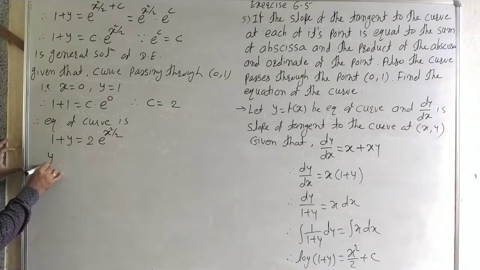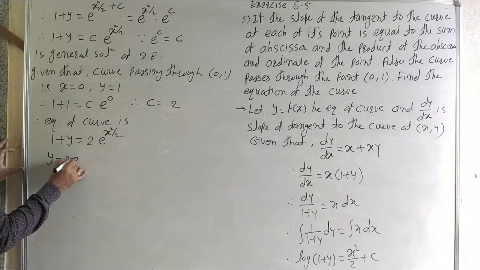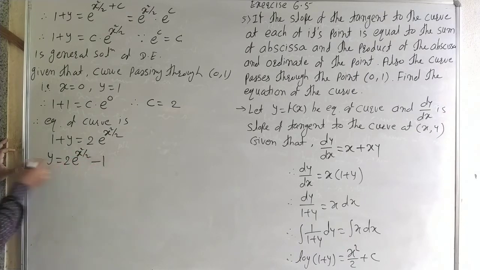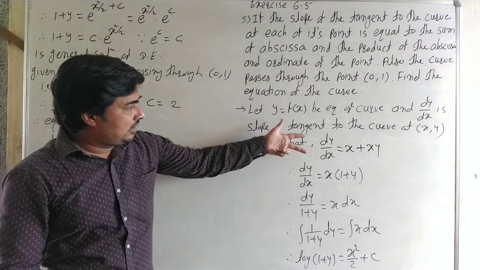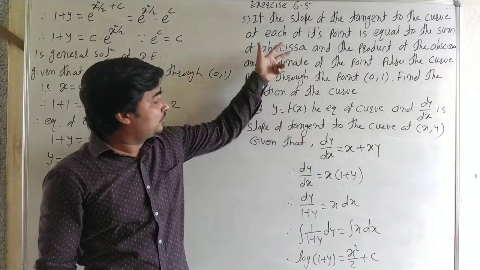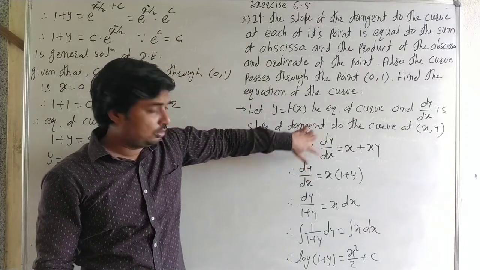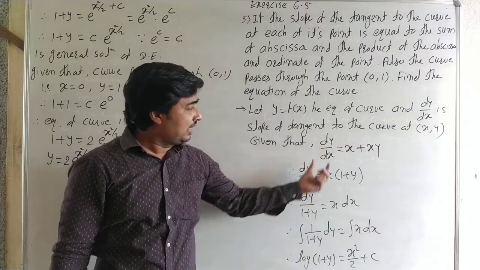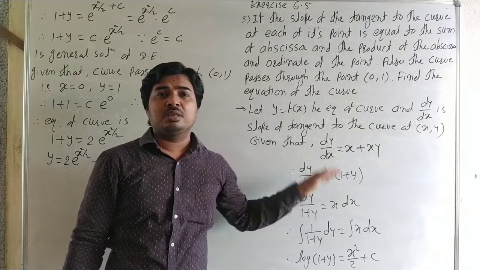This can also be written as y is equal to 2 e to the power x square by 2 minus 1. It is the equation of the curve. Okay, here is a given differential equation. From the given conditions we write the differential equation, and here it is directly in the variable separable form.